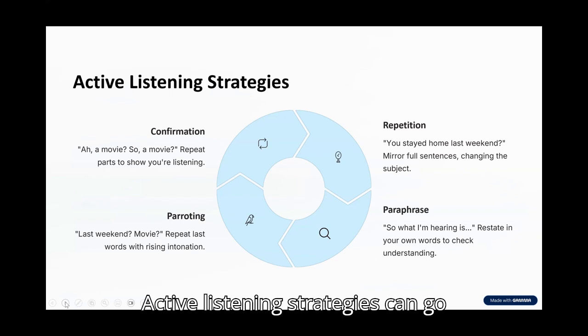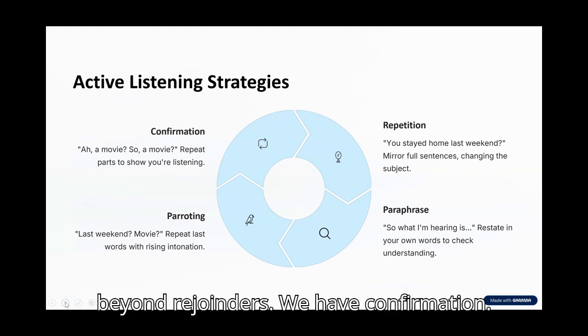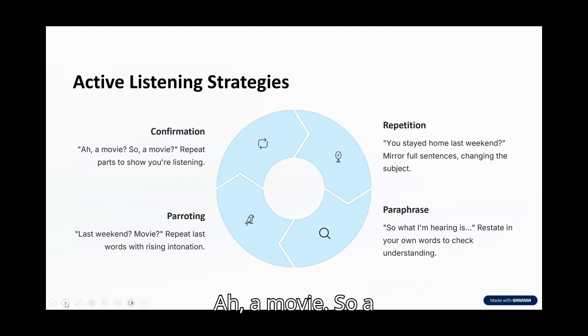Active listening strategies can go beyond rejoinders. We have confirmation. A movie. So, a movie. We're repeating parts to show that we're listening. Parroting, like the bird. What? What's up, Top? Parroting is a little mechanical and automatic. Last weekend? Movie? You can repeat words with rising intonation.